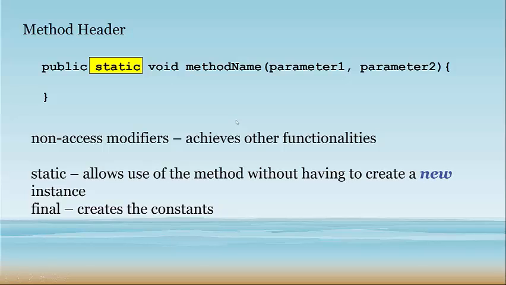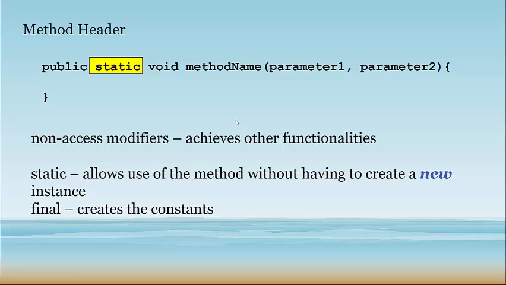Static is a non-access modifier. It just gives us abilities to add other functionalities to our method. We're going to be using static for this chapter. Static simply says that we don't have to create a new instance of it. For example, when we use math.random, we're just calling the class itself, which is Math, and its method, which is called random. We're not having to create any new instance of it. In other words, it's a static method.